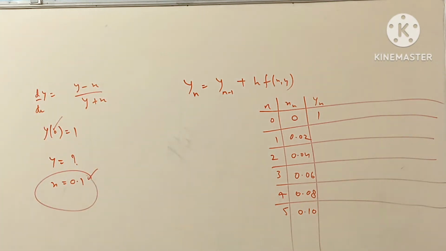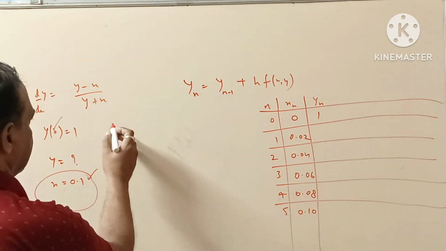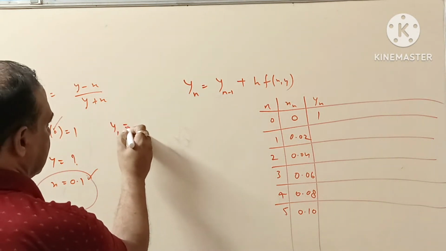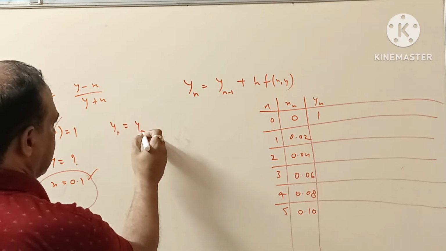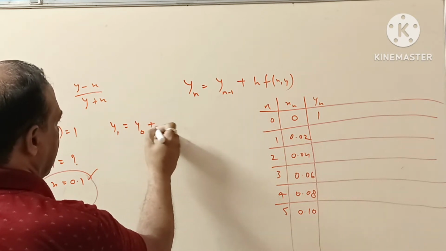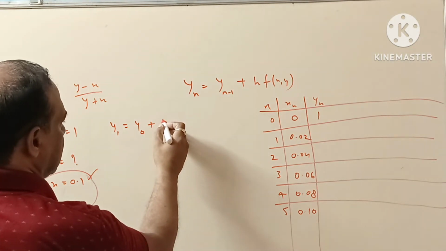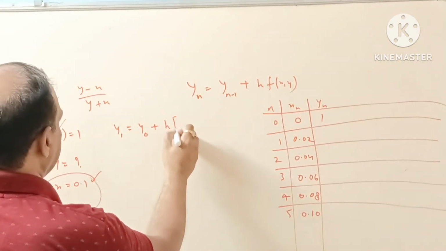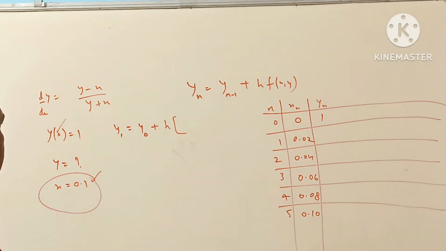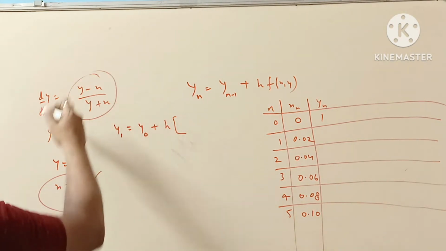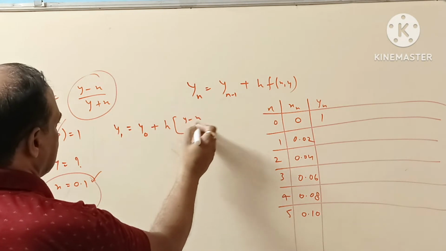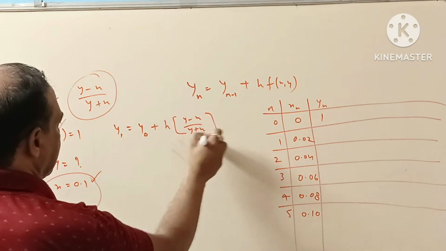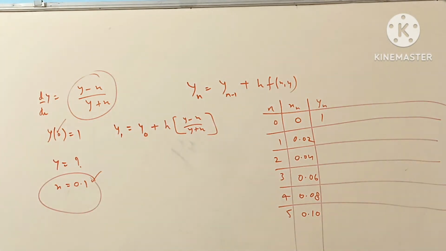Now the thing here is that you have to go with, if I start with y1, now here this is y1, here I will be having y0 because 1 minus 1 is 0, and here this is h. And how much is f(x,y)? Here the whole function is f(x,y), this is (y minus x) over (y plus x). Now I have to put the values here.